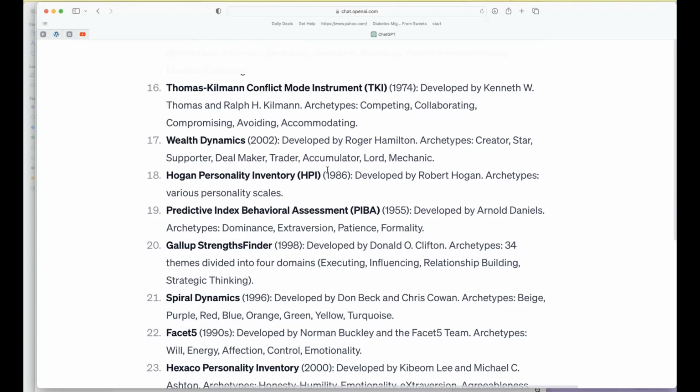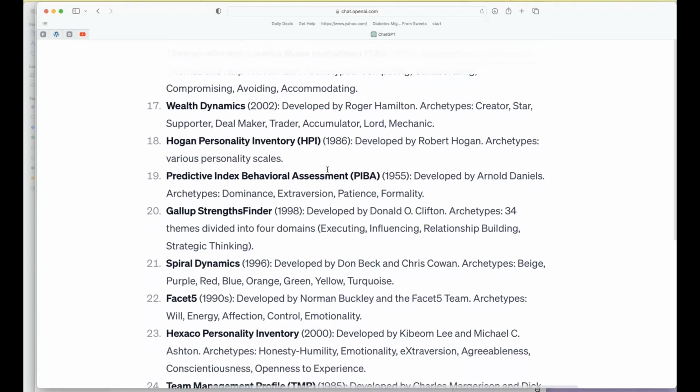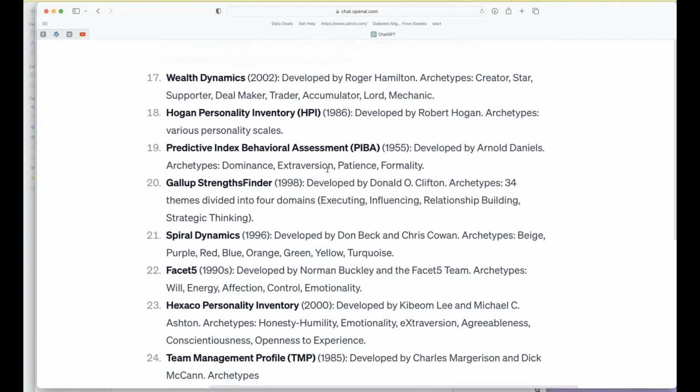Right. But yeah, you need the difference. It's a real estate agent, but you need a real estate agent for psychometric tools. I mean, you can see how many there are, and this is just scratching the surface. Predictive Index has been used a lot. Dominance, extroversion, patience, formality. I'll assume dominance is out grid, extroversion is up grid, patience is in grid, and formality is down grid.